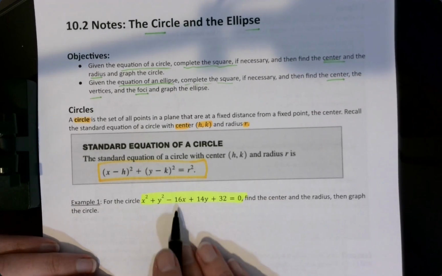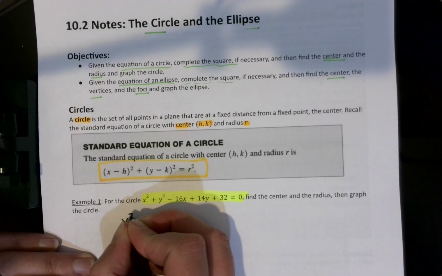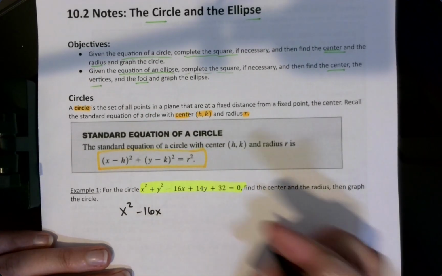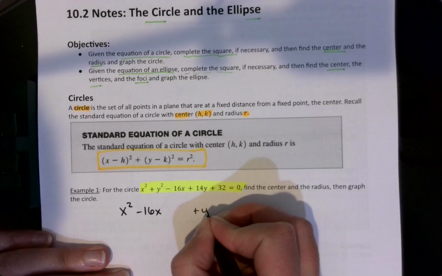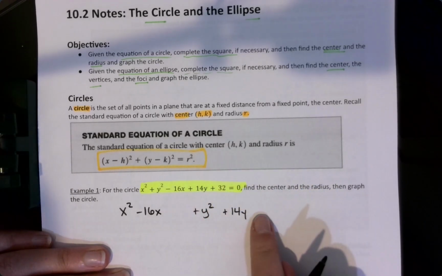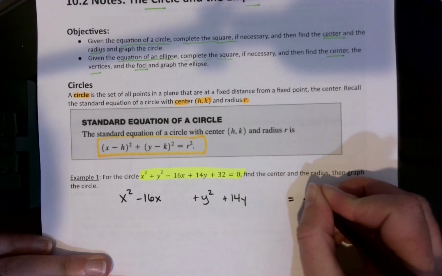We're also going to group our x's together and group our y's together. So I'm going to have x squared minus 16x, I'm going to leave a space right here, plus y squared plus 14y, I'm going to leave another space right here to complete that square, and then equals negative 32.